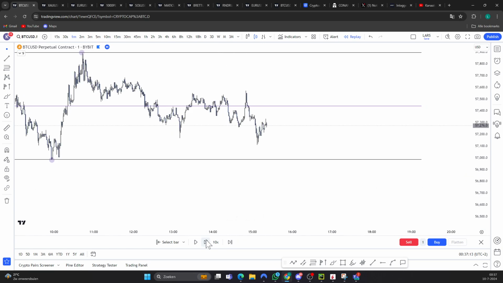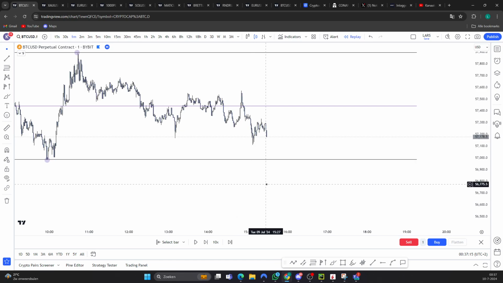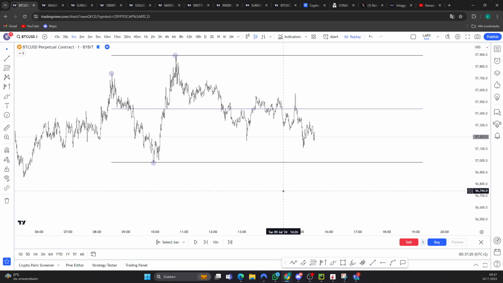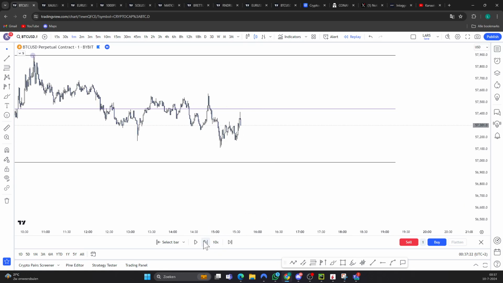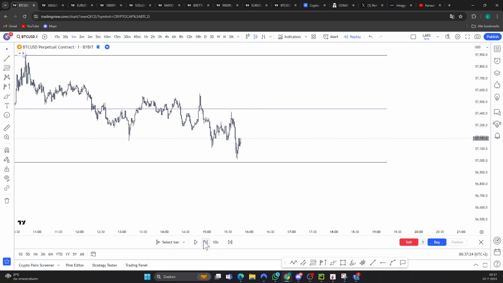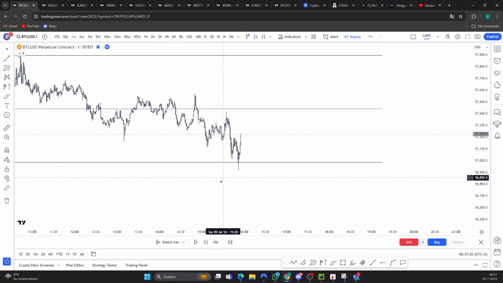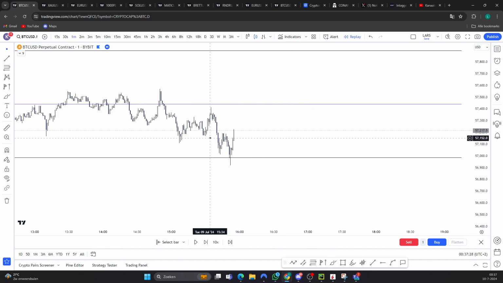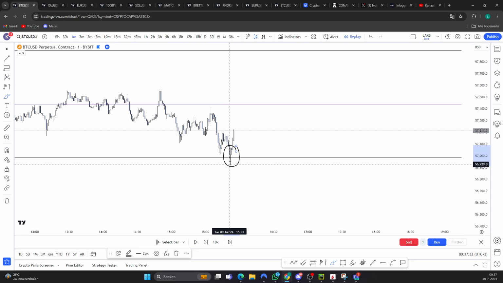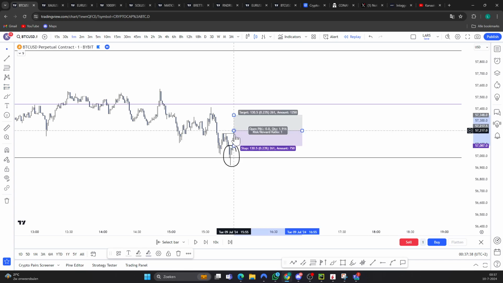Right here is where New York opened at 1530. Boom, right here. New York opened and it came down and it took that low with a nice wick right here. Took that low, nice buy candle where you have a wick to the upside. It closes bullishly. Right here is when you break structure on this candle. That's my entry. That's my stop loss.